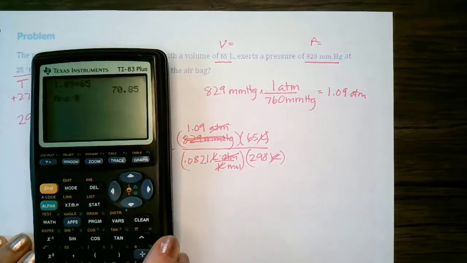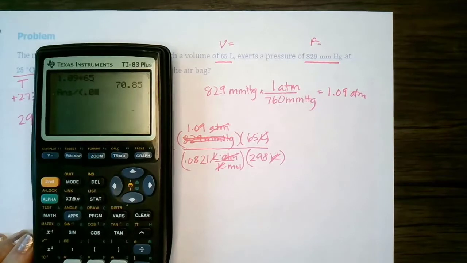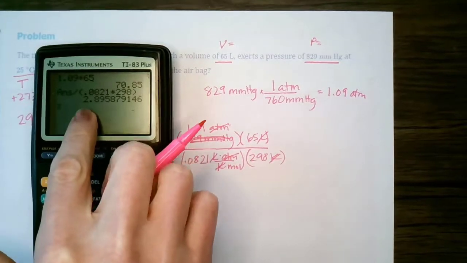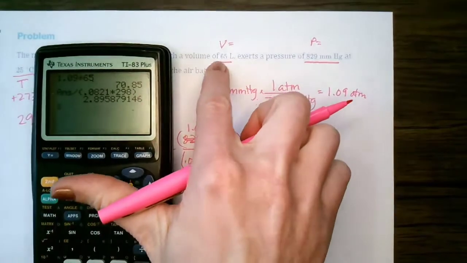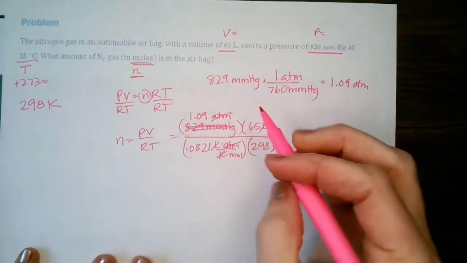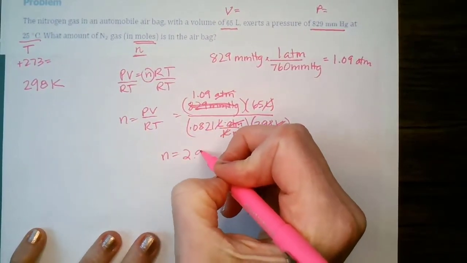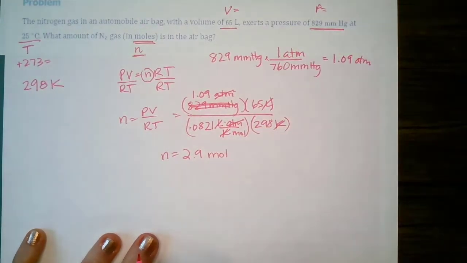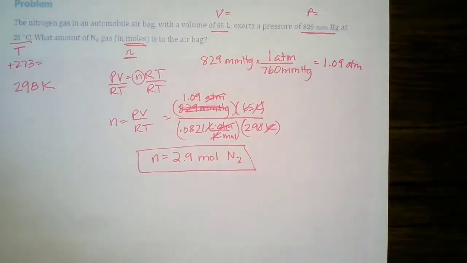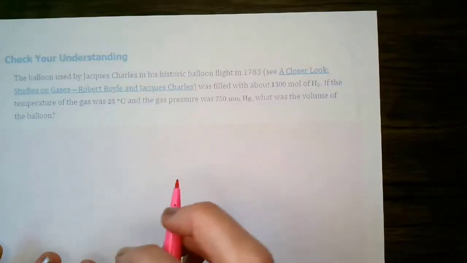So we're going to do 1.09 times 65. And we're going to divide that by, and I'm going to put parentheses, 0.0821 times 298. We should get, I think we're limited to 2 sig figs, so 2.9 moles of nitrogen gas, so N2.